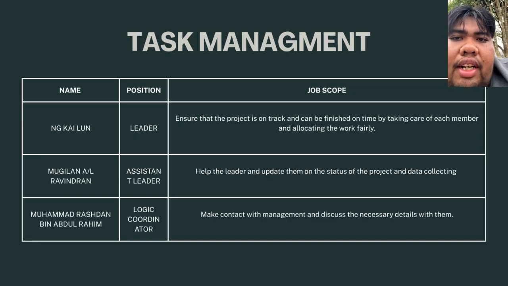In task management, Kailun is the leader of the team. His primary responsibility is to ensure that the project progresses smoothly and is completed on time. He will take care of each team, allocate tasks fairly, and address any issue. Our assistant leader is Mugilan. His role involves supporting the leader by helping with updates on the project status and assisting with the data collection. He acts as a key liaison between the leader and other teams.